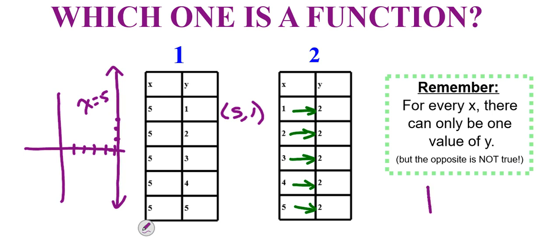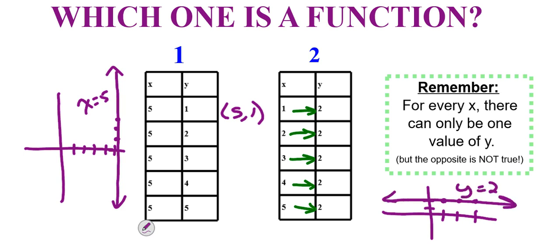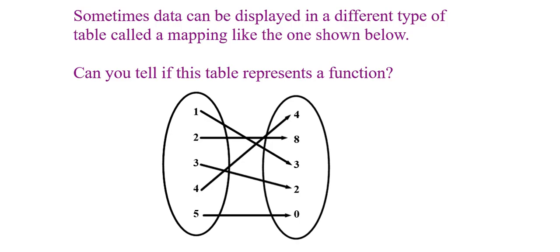Same thing with this. If we were to graph this, 1, 2 would be over 1, up 2, over 2, up 2, over 3, up 2. This is going to be a horizontal line, y equals 2, which is a function. Once again, we'll review that in just a little bit. I'm getting ahead of myself.